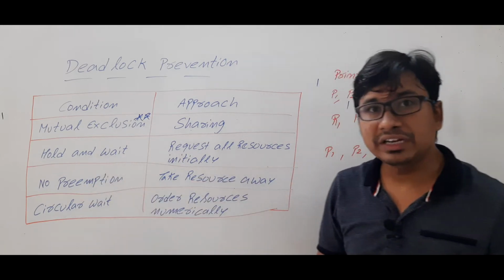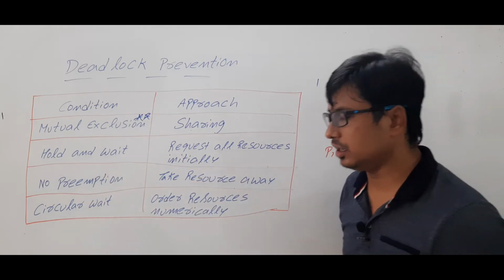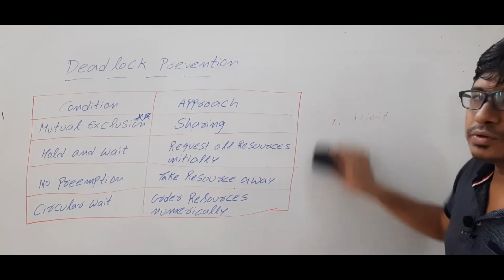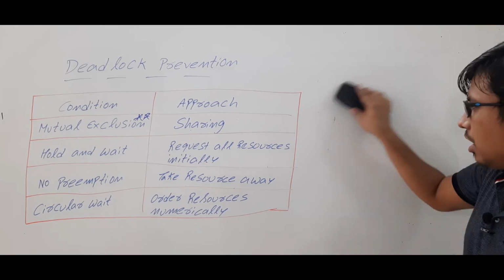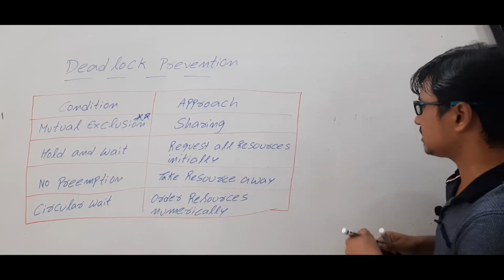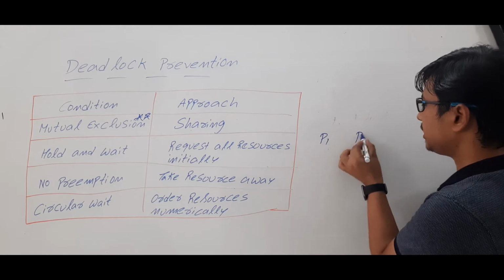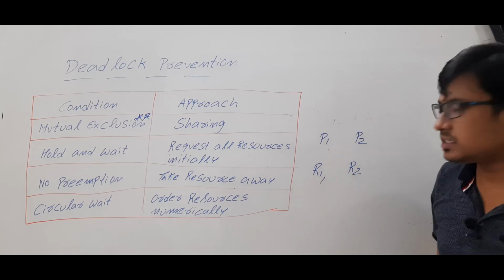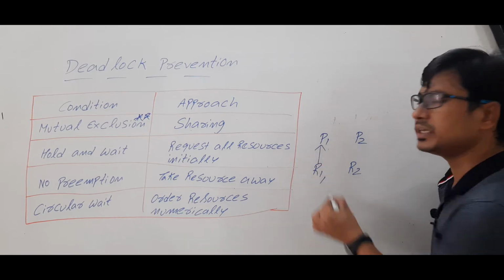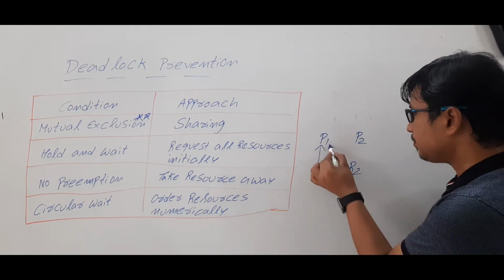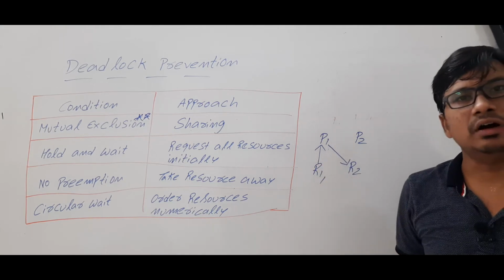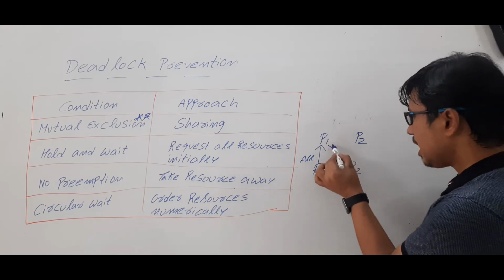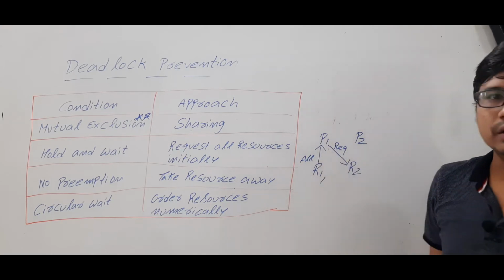Now we will see whether we can disable the hold and wait condition or not. What is meant by hold and wait? Let's take that 2 resources are there, R1 and R2, of 1 unit each. You have 2 processes P1 and P2 and 2 resources R1 and R2. Now let's take that resource R1 has been allocated to process P1 and process P1 is requesting resource R2.